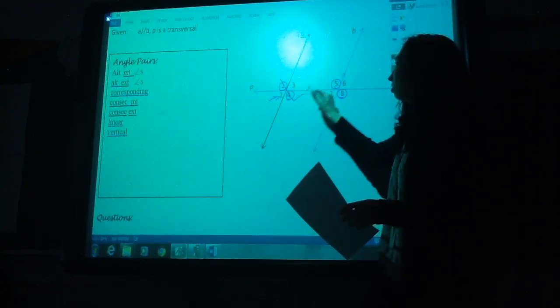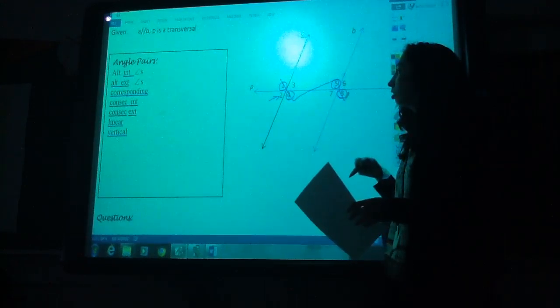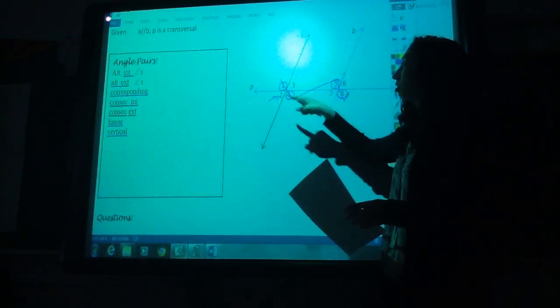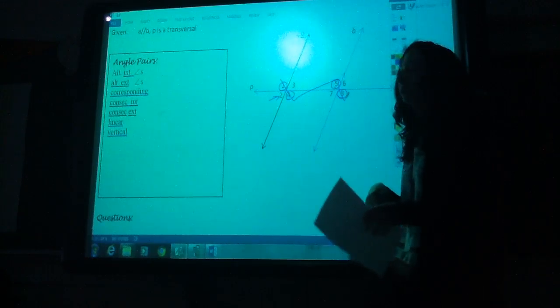Basically, it should kind of form a Z of all the angles that are equal, which means 2 is equal to 3, 7, and 6, but it's supplementary to 1, 4, 5, and 8.